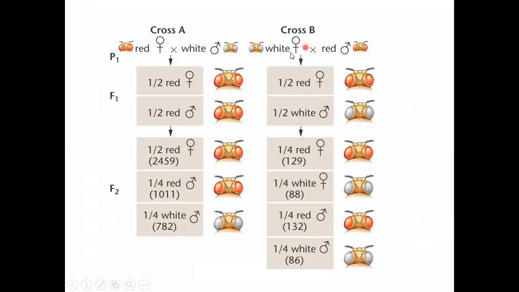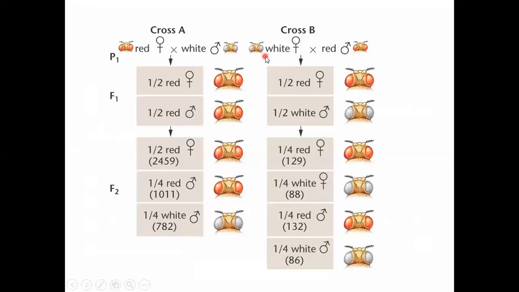Then Morgan performed a cross B. Cross B is basically a reciprocal process in which he changed the parents. In the first cross, he chose a red eye color female and crossed it with a white eye color male. In the reciprocal cross, he chose a white eye color female and crossed it with a red eye color male.